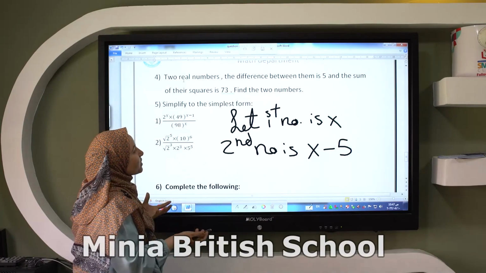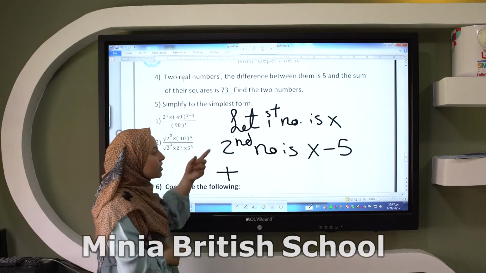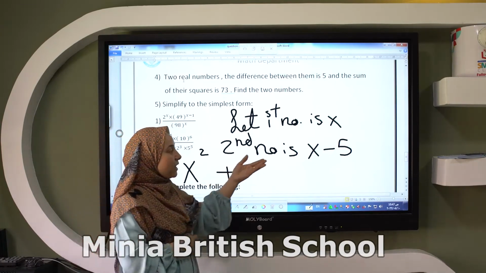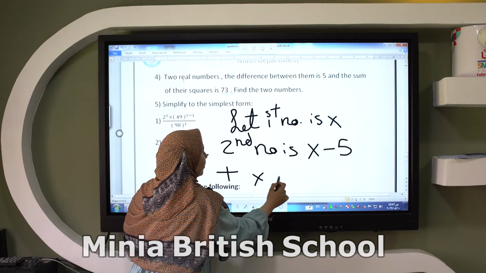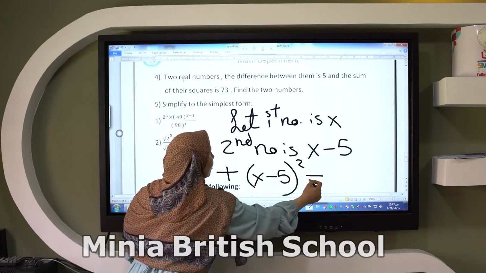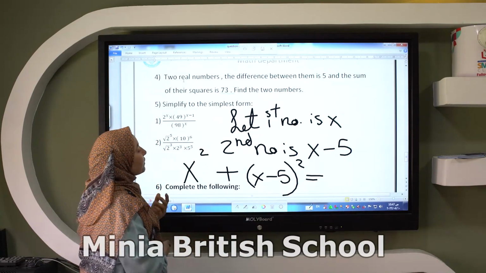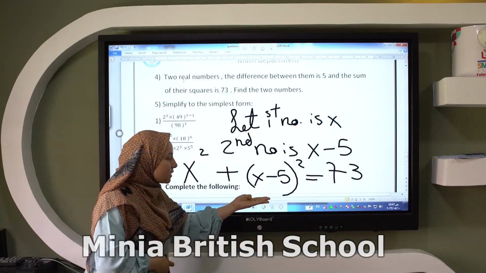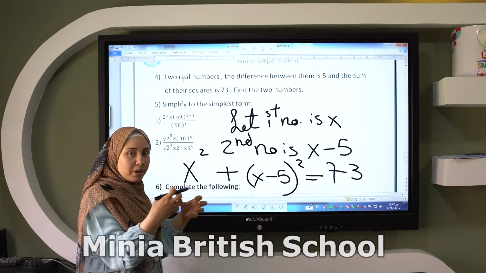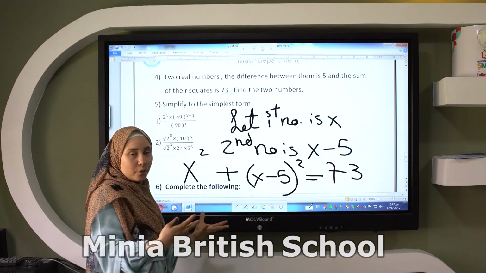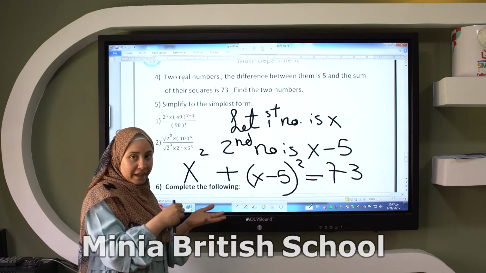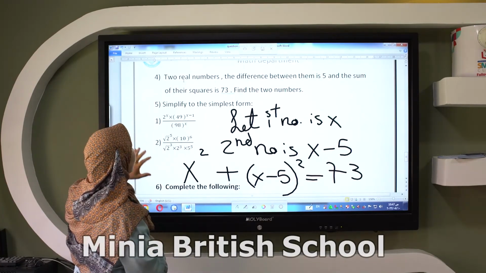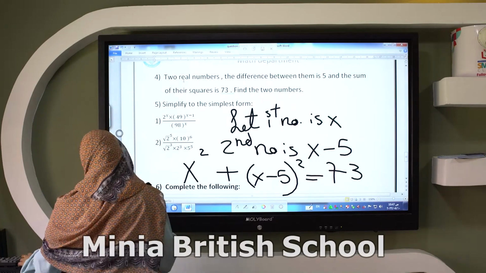So the sum of their squares: the square of the first is x power 2, the square of the second is (x minus 5) to power 2. All of them equal what? Equal 73. Now you can also expand this, then simplify and solve it as an equation to find the value of x, like I explained before, okay?